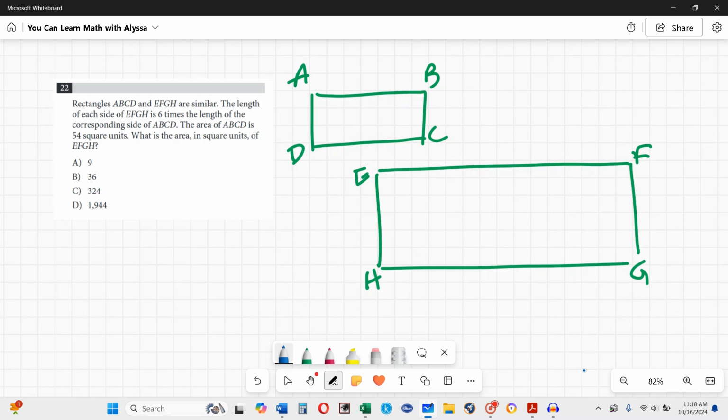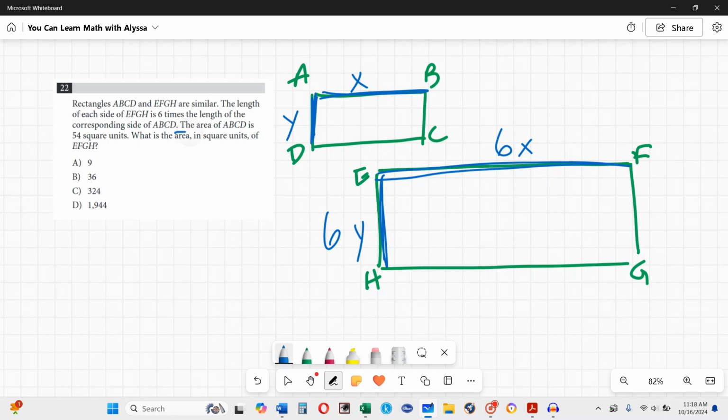Okay, so I'm going to call this side up here X, and I'm going to call this side Y. So the corresponding one down here, AB, corresponds to EF, and we're told this is 6 times as long, so this would be 6 times X. And AD corresponds to EH. AD I'm calling Y. So this side is going to be 6 times Y.